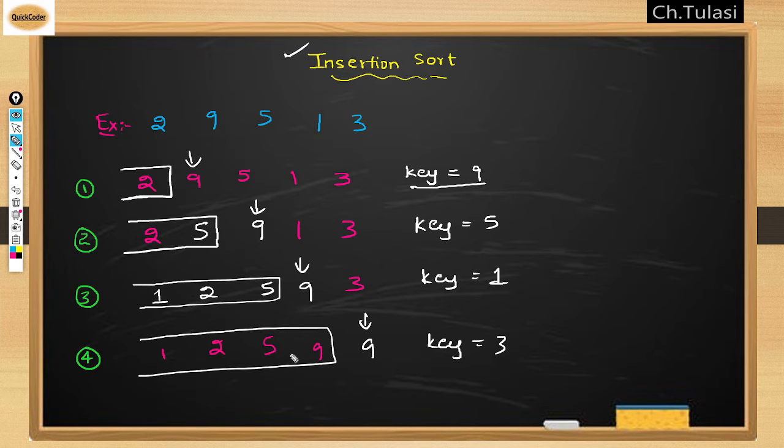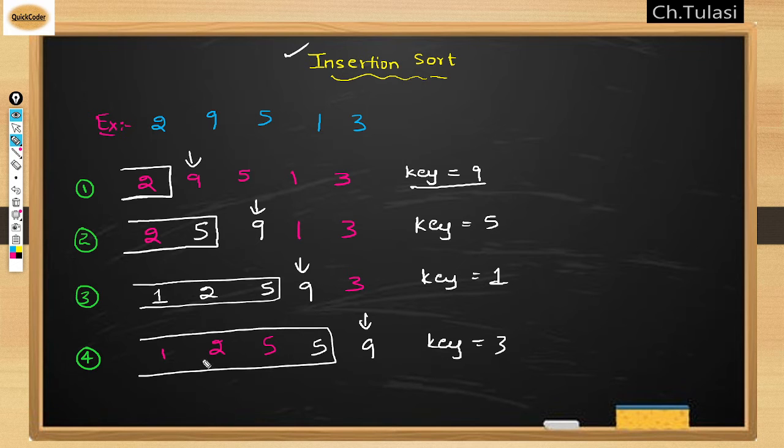And again my key will be checked with 5. Is my key less than 5? Yes, 3 is less than 5. So again 5 will be moved forward. Again my key will be checked with 2. Is my 3 less than 2? No, it is not less than 2.